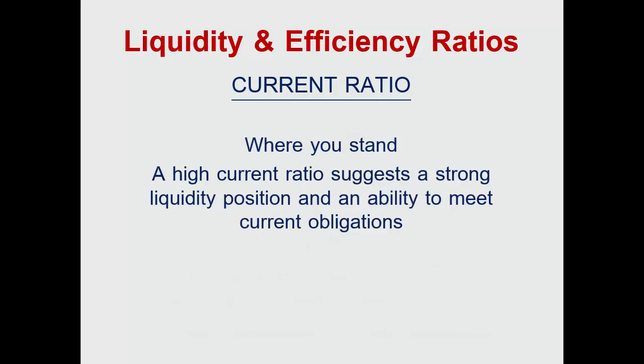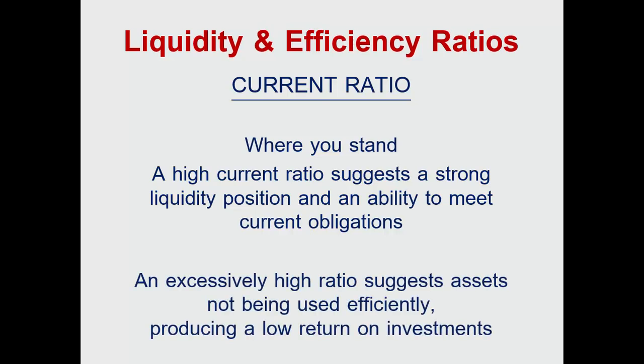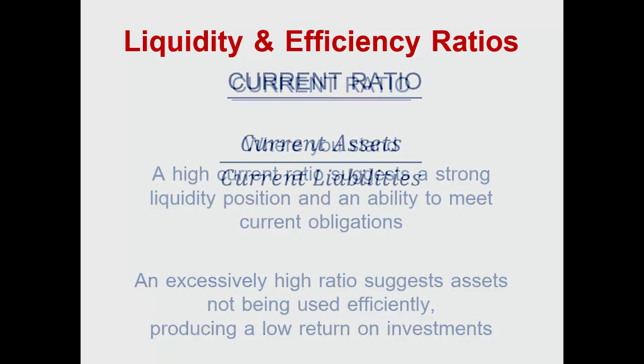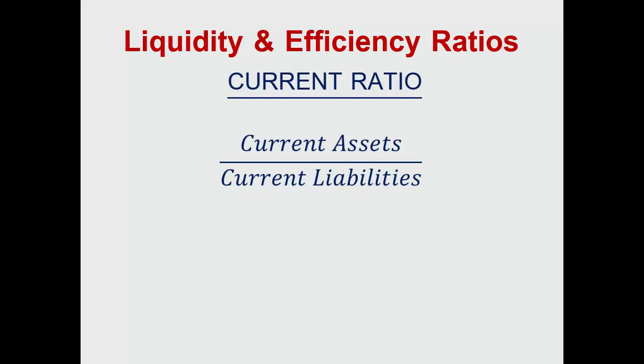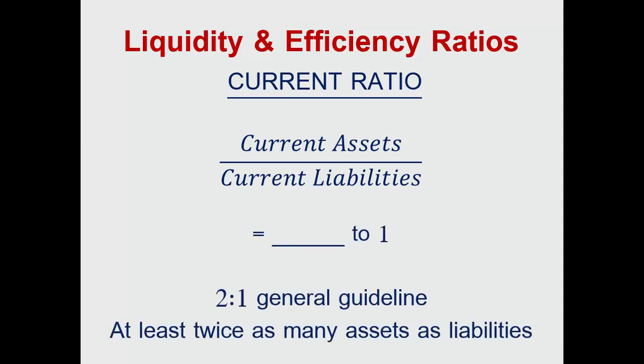Current ratio, it's where you stand. A high current ratio will suggest a strong liquidity position and the ability to meet your current obligations, but you don't want it too high because that's going to mean you're not utilizing your assets effectively. Instead of a subtraction, it's a division. Current assets divided by current liabilities, and this is how it's expressed. This would be 2 to 1 as a general guideline.